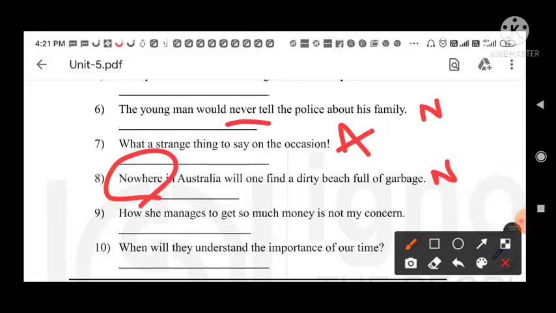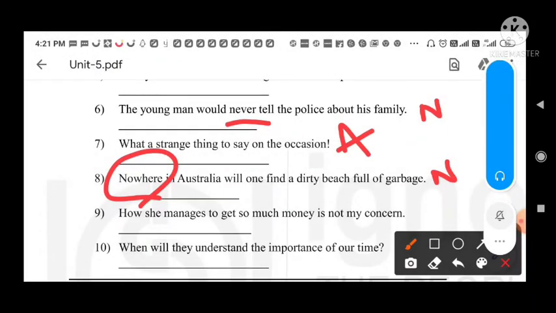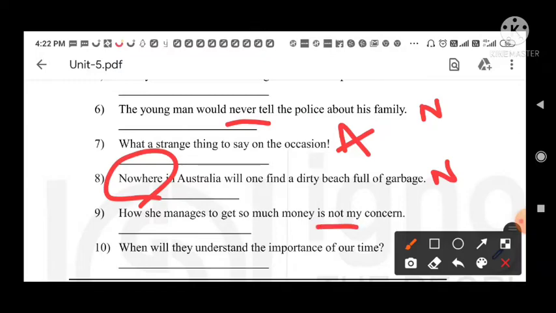How she manages to get so much money is not my concern. So it is not my concern how she manages to get so much money. Here "not" is used, so it is a negative sentence. When will they understand the importance of our time? Here it is the affirmative or positive sentence.